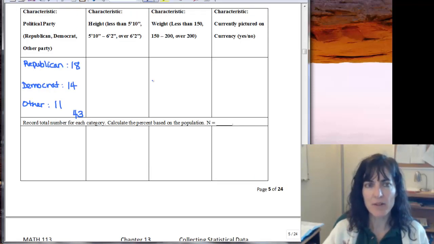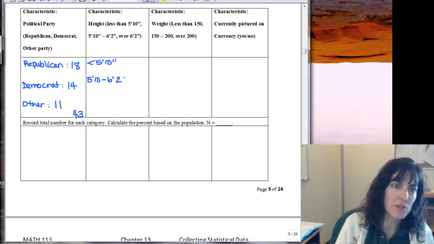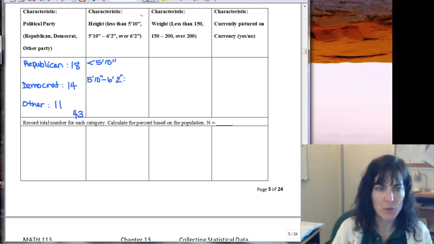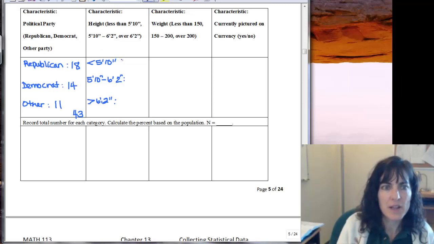Next thing, height, less than 5'10". Okay, so I'm going to use a math symbol, less than 5'10" inches, and then it's going to be 5'10" to 6'2", and those are inches. Should put my little ticks there. And then the last category over, so I can just say greater than 6'2" inches. And less than right there.